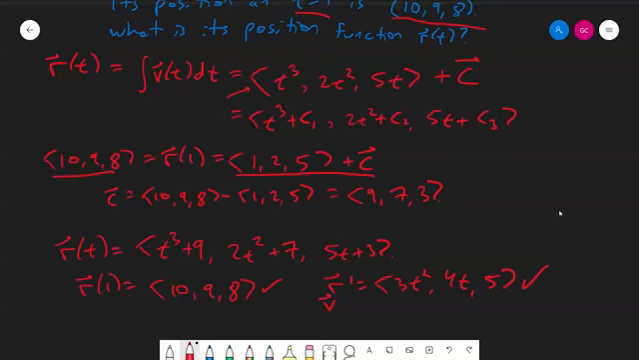You can do something similar if someone gives you the acceleration and two pieces of initial data. Well, then it's possible to integrate twice and to find the exact position function and velocity function.